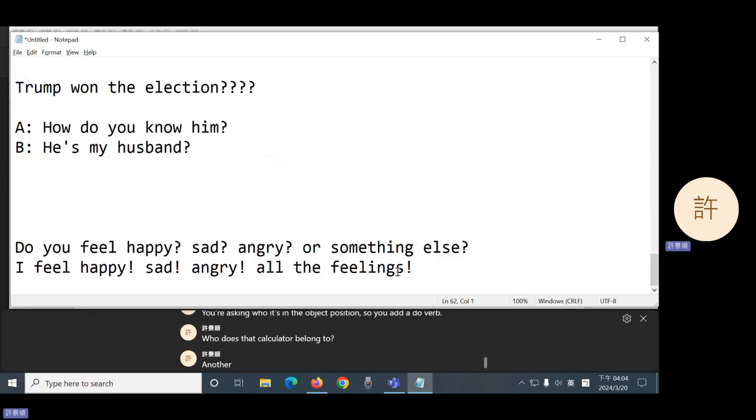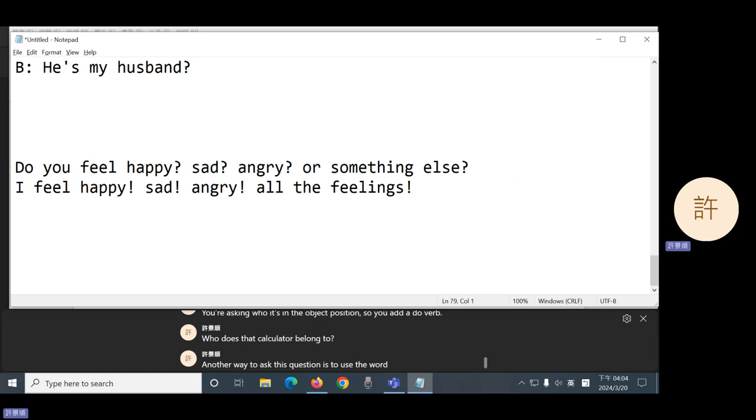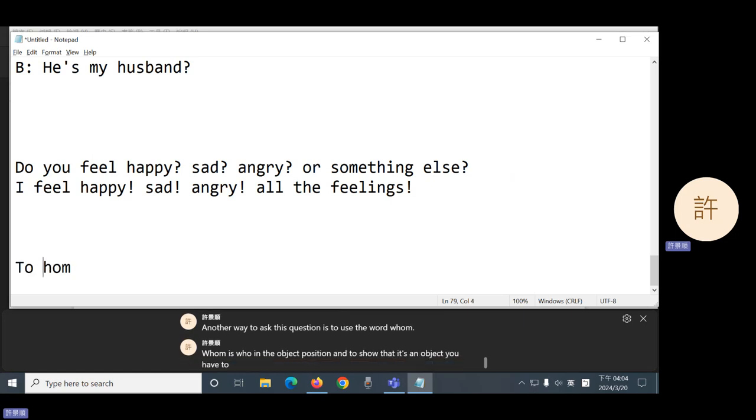Another way to ask this question is to use the word whom. Whom is who in the object position? And to show that it's an object, you have to move the preposition with it.